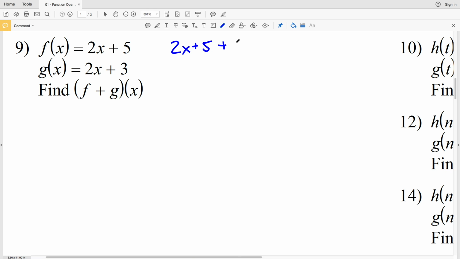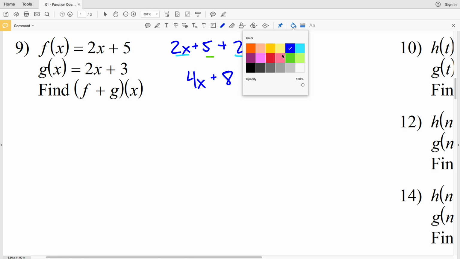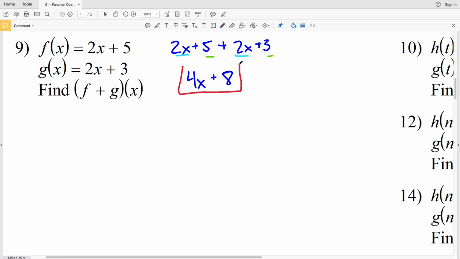So adding 2x plus 5 to 2x plus 3 and then combining my like terms, 2x with 2x and 5 with 3. 2x plus 2x is 4x and 5 plus 3 is 8. So 4x plus 8 is my solution in number 9 because I'm taking x and plugging x in for x, which is what my functions were already in terms of. Now time for number 10.